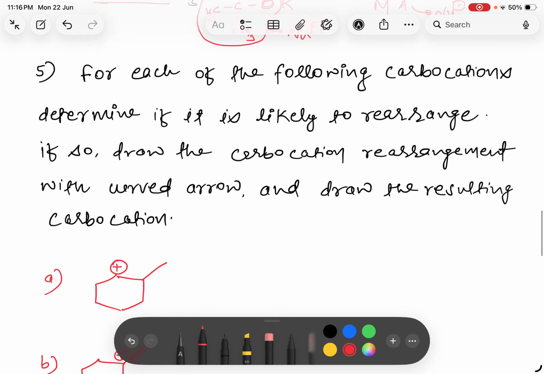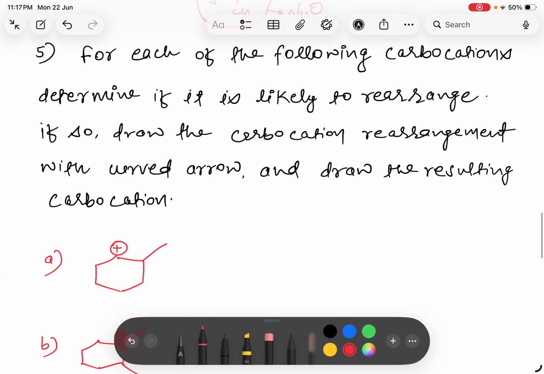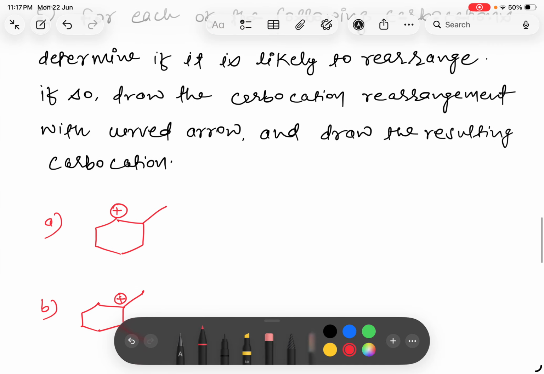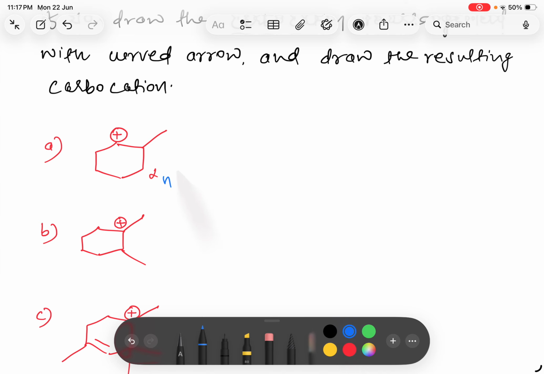For each of the following carbocations, determine if it's likely to rearrange. If so, draw the rearranged carbocation, the most stable form. Right now here we have the number of alpha H. How many alpha H do we have here? So this is the alpha carbon. This one is the alpha carbon having 2H. Here 1. So it has 3 alpha H.